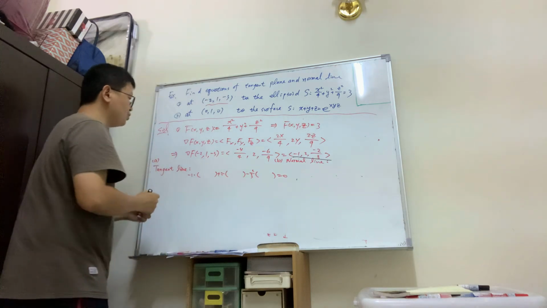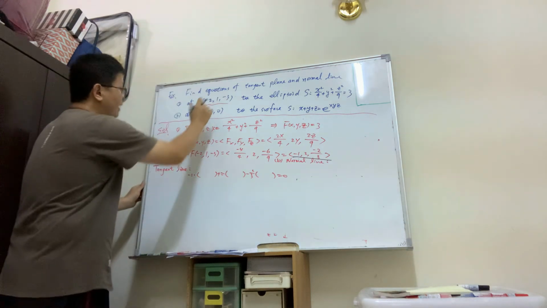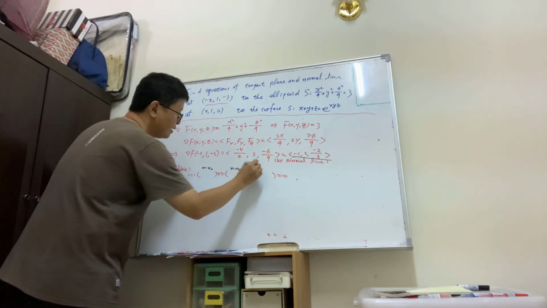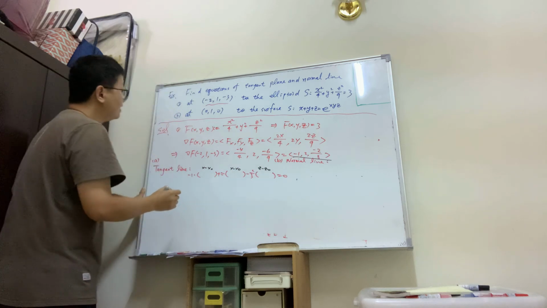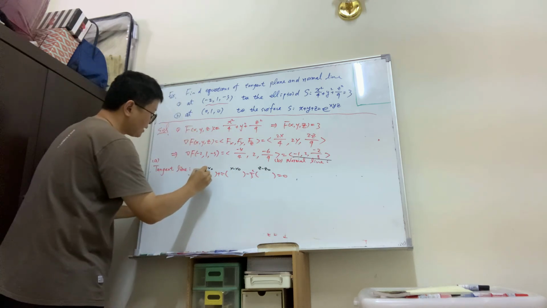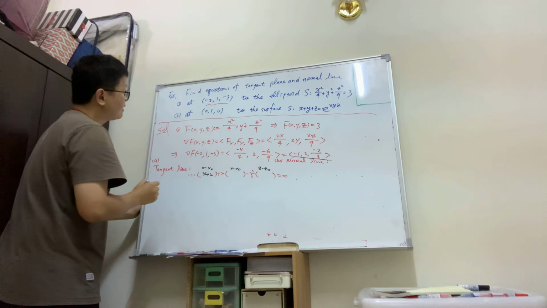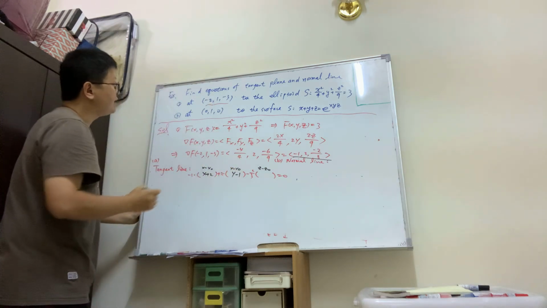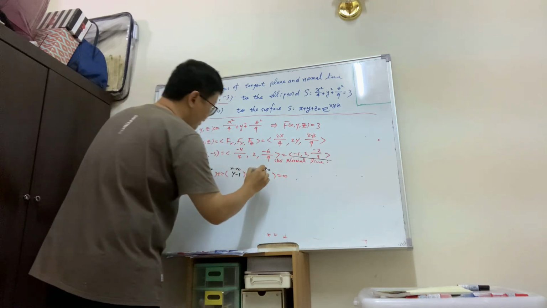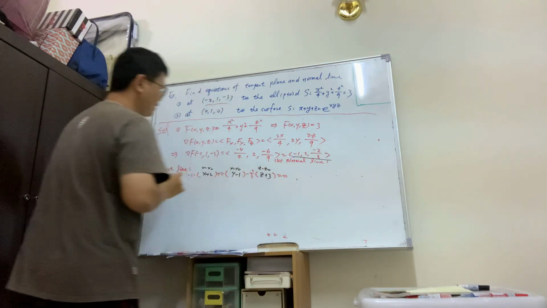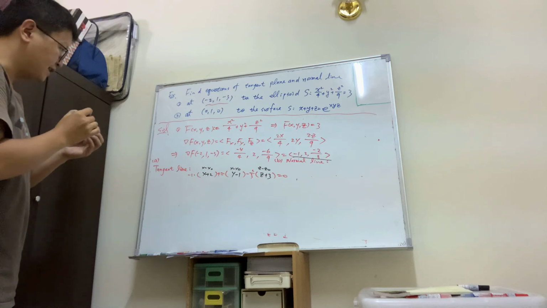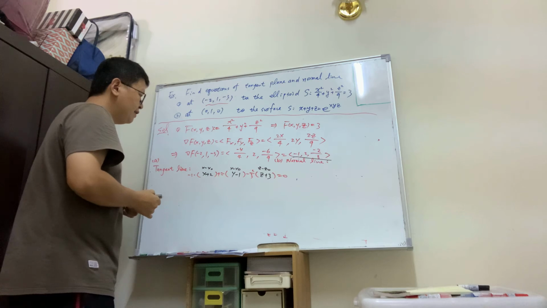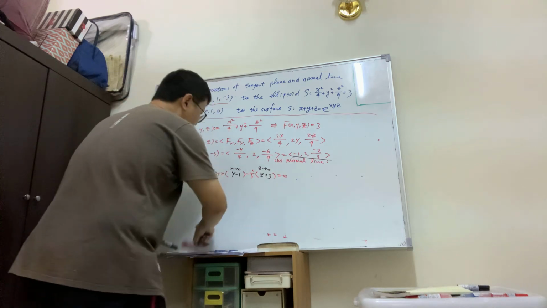But inside we should consider x subtract x0, y subtract y0, z subtract z0. So it's x subtract negative 2, so it's x plus 2. And the y subtract y0, so it's y subtract 1. And z subtract z0, so it's z subtract negative 3, so it's z plus 3. So the tangent plane is this one. And the normal line becomes this one.